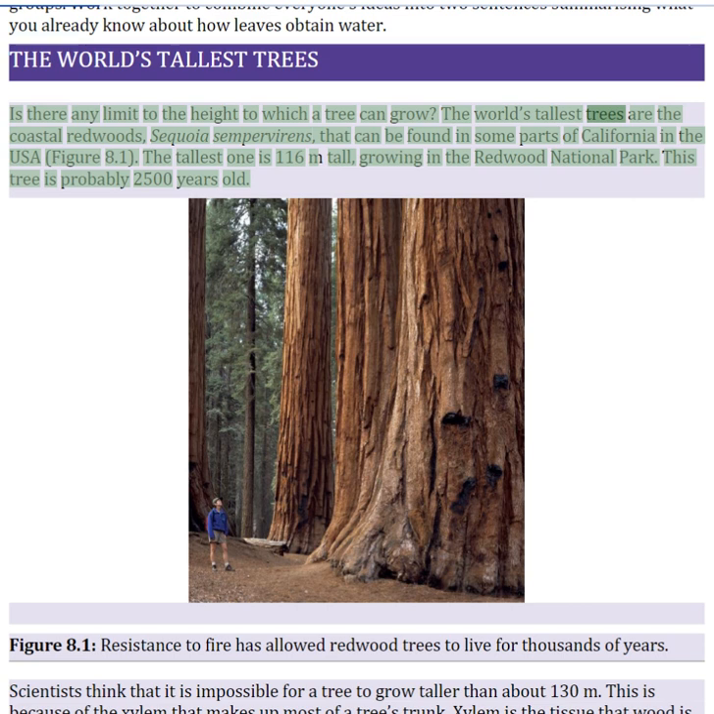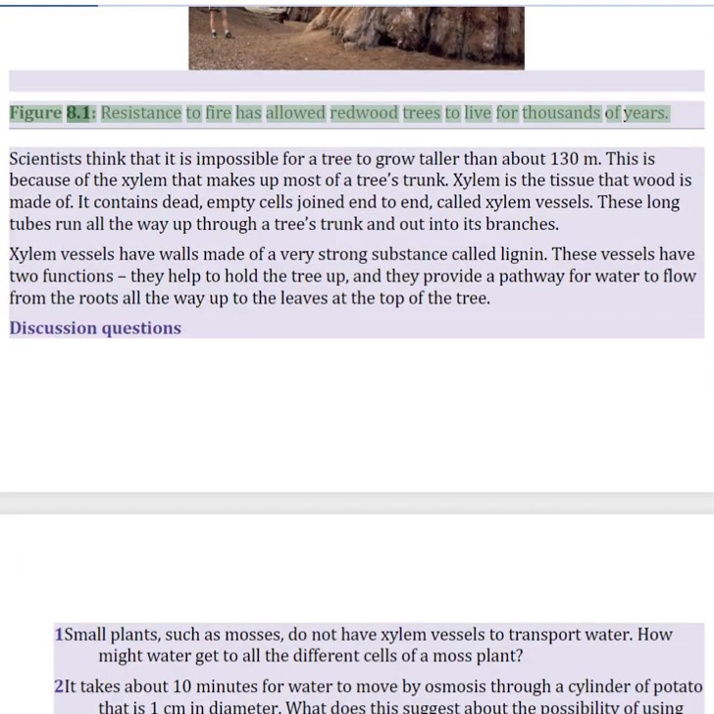The world's tallest trees are the coastal redwoods, Sequoia sempervirens, that can be found in some parts of California in the USA. The tallest one is 116 m tall, growing in the Redwood National Park. This tree is probably 2,500 years old. Figure 8.1: resistance to fire has allowed redwood trees to live for thousands of years.